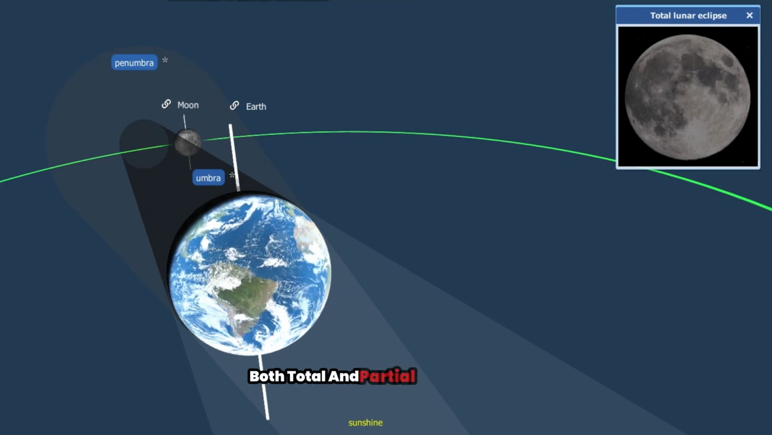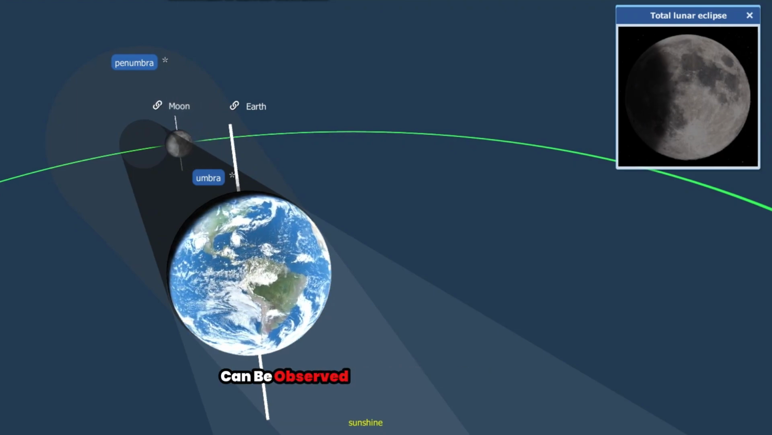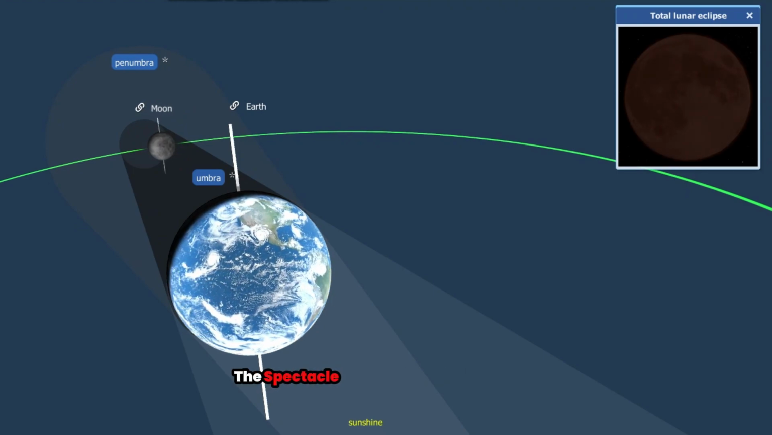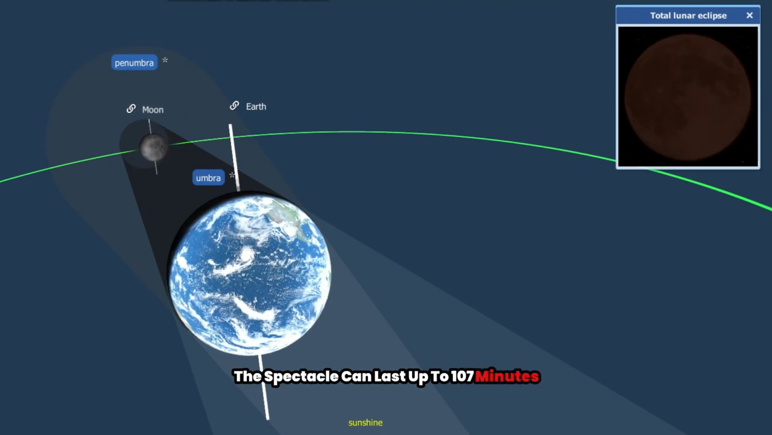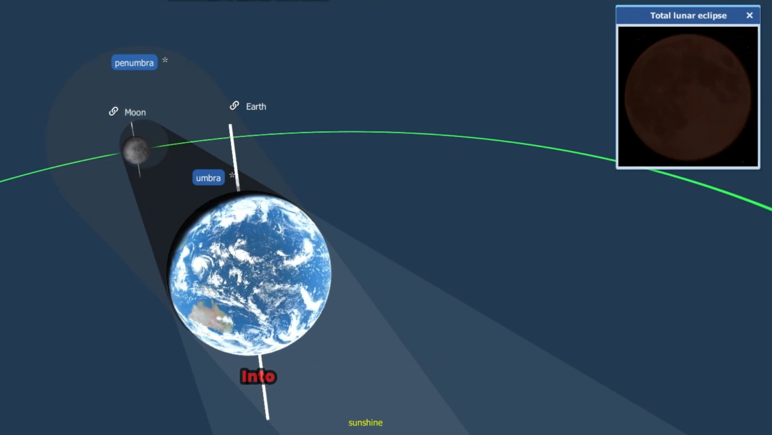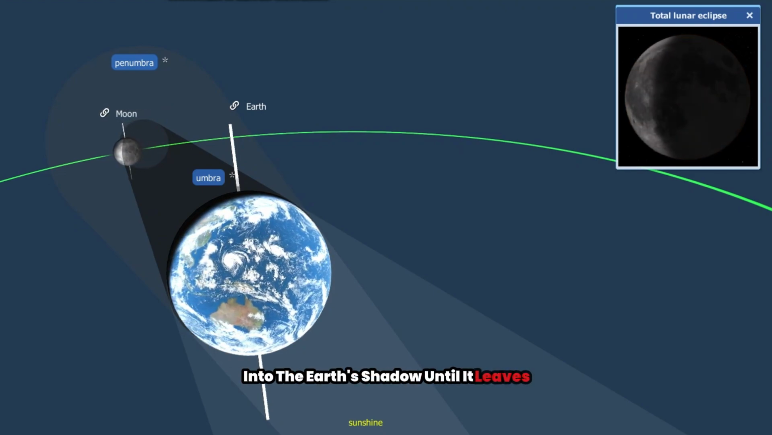Both total and partial lunar eclipses can be observed from the entire nighttime hemisphere of the Earth. The spectacle can last up to 107 minutes. It can take up to 6 hours between the moment the moon passes into the Earth's shadow until it leaves.